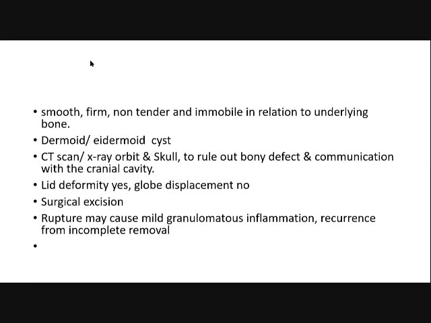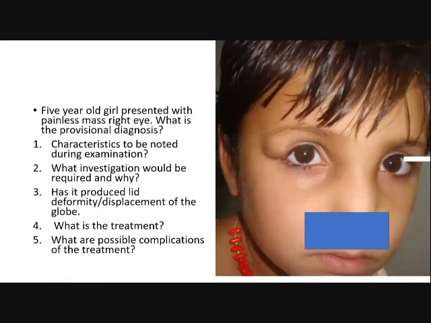The question was, was there any lid deformity, and was there any globe displacement? The lid deformity was there, but the globe was not displaced. Good observation. But why was the globe displacement not there? Because it is superficial, it is not deep. Good. When it is present in the deeper tissue, then it displaces the eyeball.